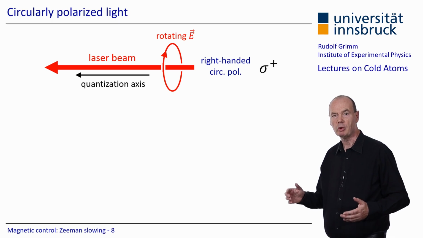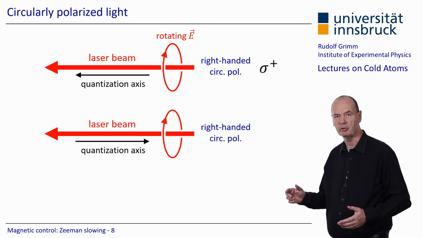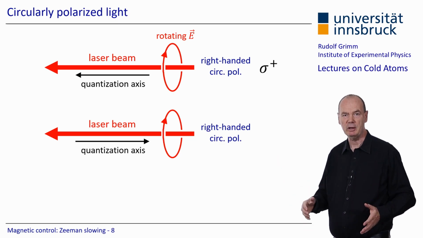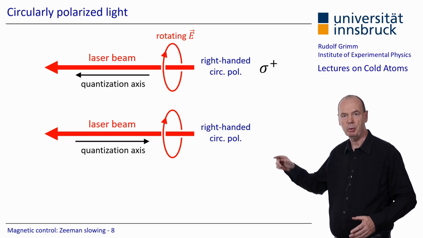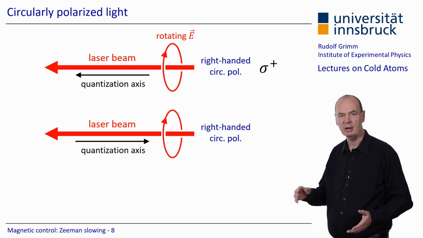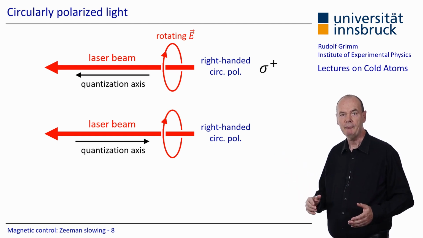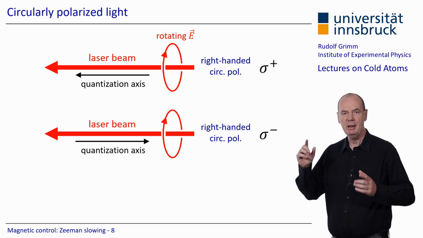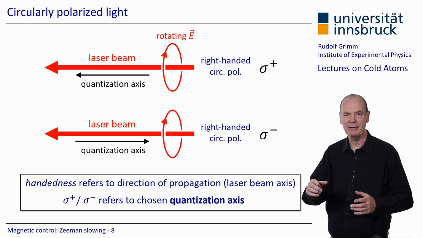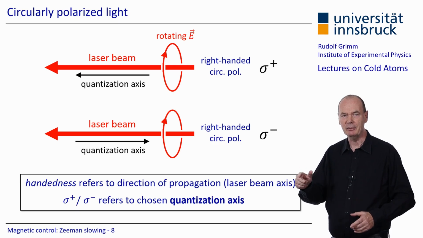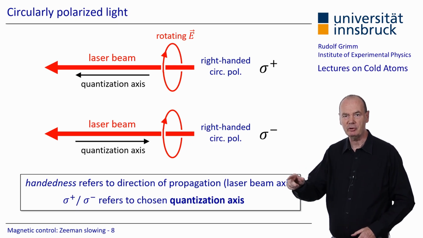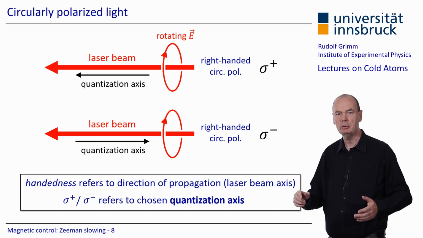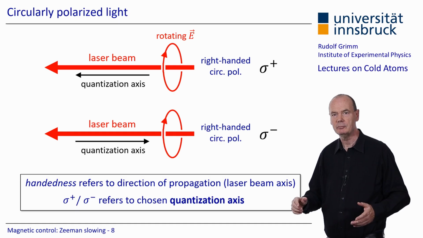What if we choose the quantization axis in opposite direction, like this one? Physically, it is the same situation. Right-handed circular polarization. Nothing has changed. But now we have sigma minus light instead of sigma plus. This teaches us a very important lesson. The term handedness refers to the direction of propagation of a laser beam. But sigma plus and sigma minus refer to the chosen quantization axis.